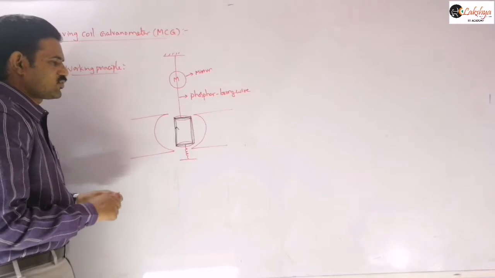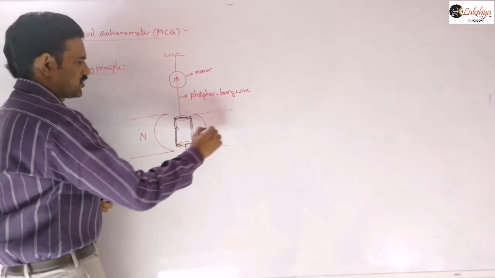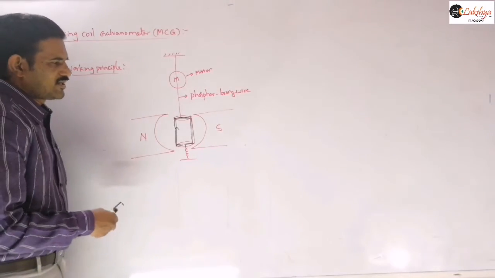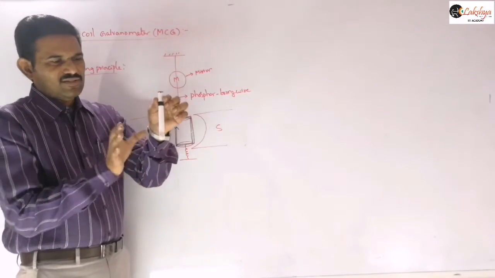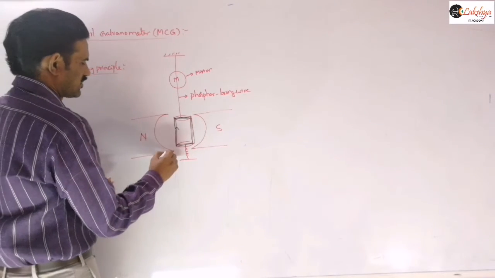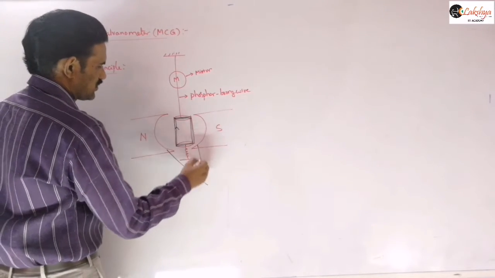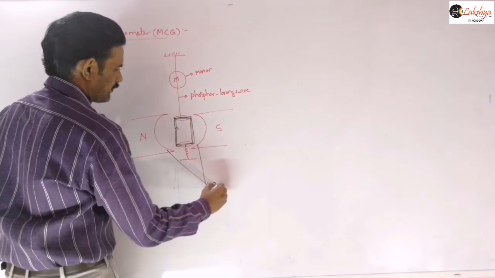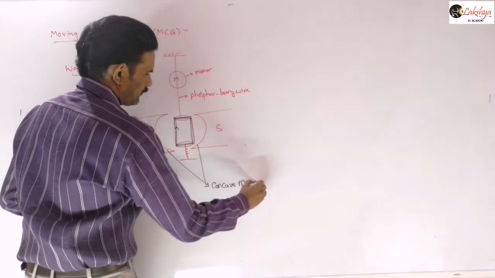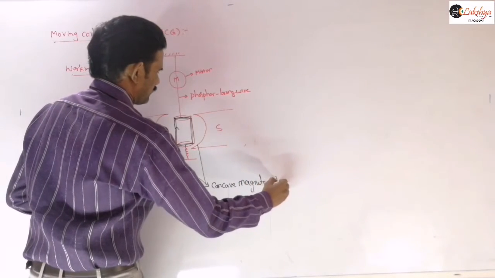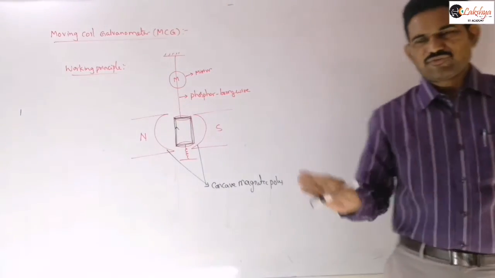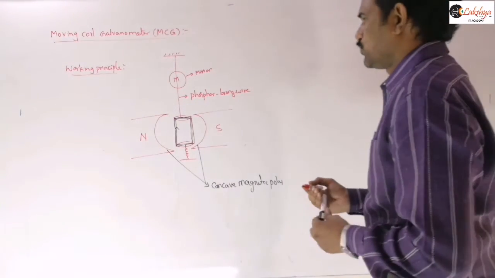These are the two magnetic poles here. You may consider one pole as the north pole and the other as the south pole, right? In reality, the cylinder arrangement is suspended like this, and here one pole will be there and here one pole will be there, and these are called concave poles. So these two are concave magnetic poles.